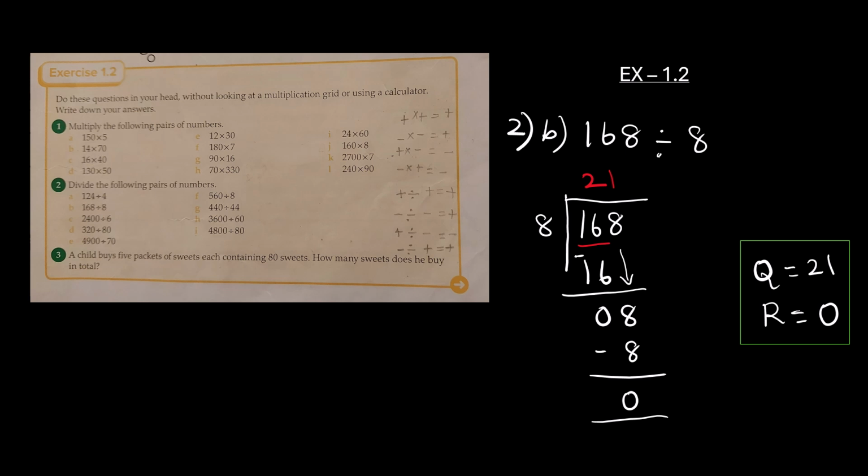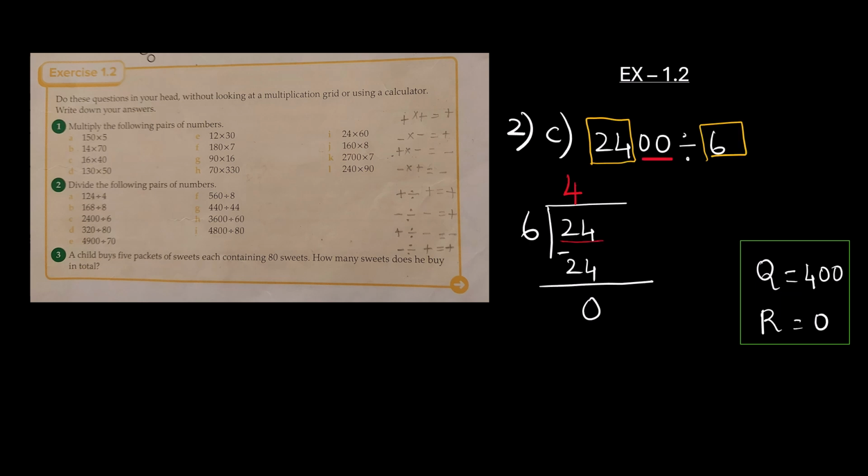So 16 minus 16 is 0. Now what is our next number? It's 8. We have to bring down the 8. Now how many 8s make this 8? That is 1. 8 times 1 is 8. So 8 minus 8 is 0. Now quotient is 21. Remainder is 0.